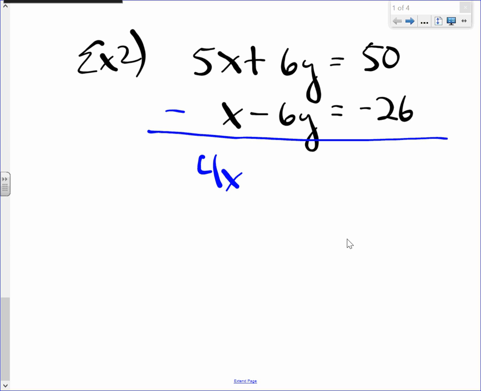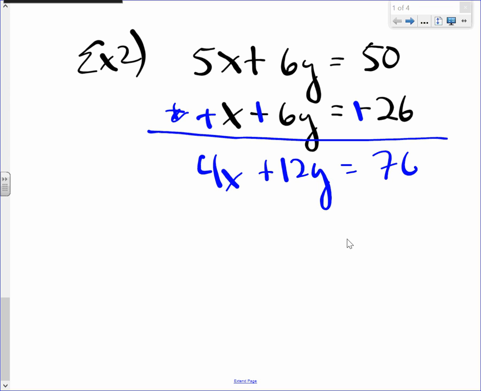Let's keep going. What's 6 minus a negative 6? So, positive. Do a plus plus. That becomes a positive 12y. And then 50 minus a negative 26 becomes 50 plus 26. Nothing canceled.